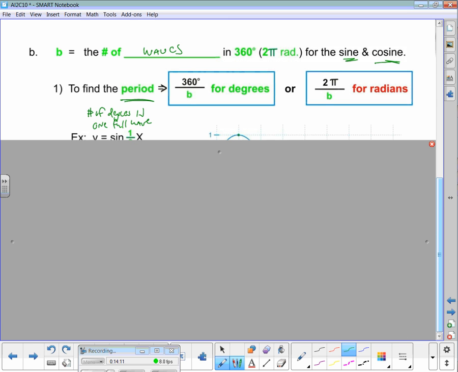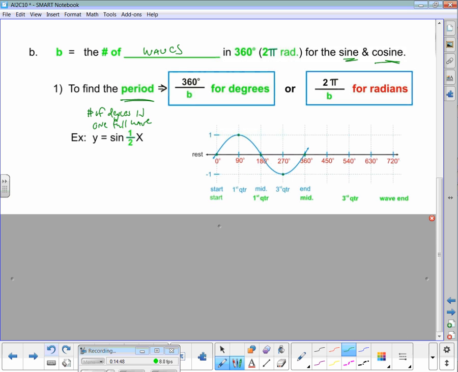So the B value will tell you the number of waves. If you want to know the actual period, how many degrees in one complete wave, if you're doing degrees, divide 360 by B. Number of degrees in a full wave divided by B. If you want to do radians, take 2 pi, because that's how many radians in a full wave, and divide it by B. Right? So it depends on what you're doing. Are you doing degrees? Are you doing radians? In either case, you're going to divide either 360, a complete wave, by the B value, or 2 pi by the B value. All right, let's see if I can try to make all this make sense to you.